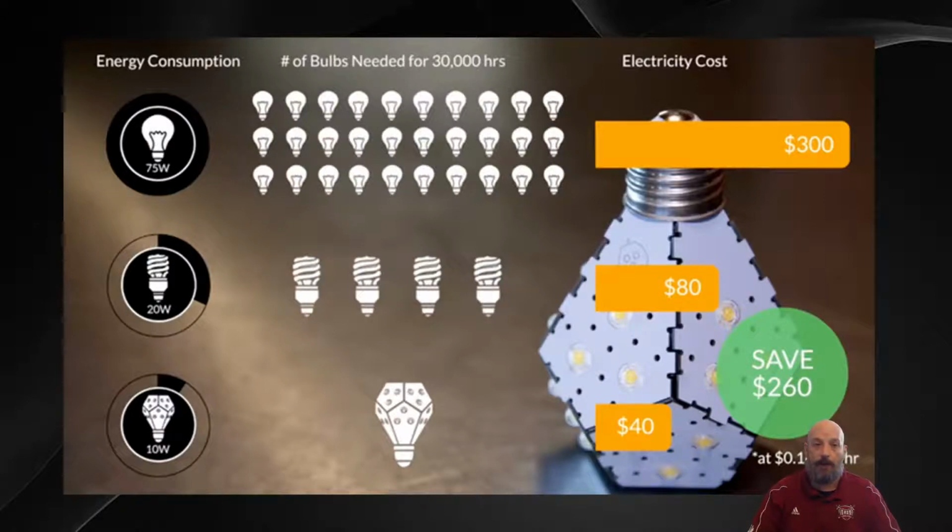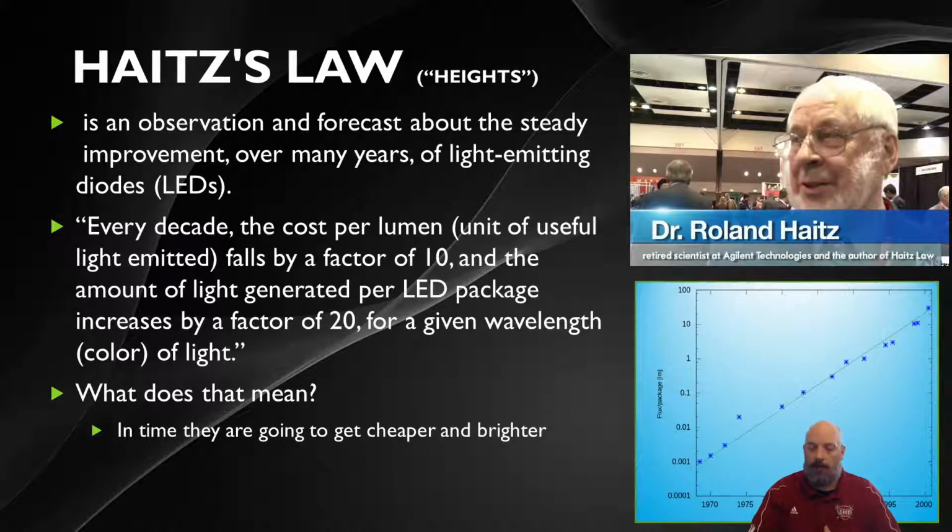And in the long run, they're cheaper to have because you don't have to buy as many when one breaks. And so one of the things that has come out of this type of technology was a scientific law called Haitz's Law. And he basically observed and created a forecast about the steady improvement of technology, and in this case, LED lights over a couple of generations. And Haitz's law states this: every decade, the cost per lumen, which is a unit of light emitted, falls by a factor of 10. The amount of light produced per LED will increase by a factor of 20 given the wavelength or the color of light.